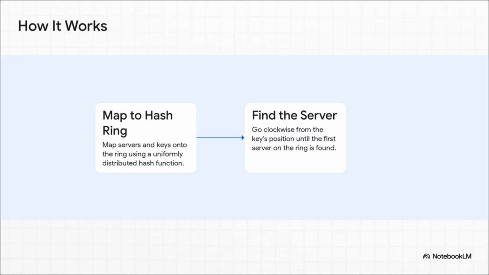The way this works is really cool. I want you to imagine a circle, or maybe a clock face. This circle represents every possible hash value. Now, using a hash function, we place both our servers and our data keys at different points on this circle. To find out where a piece of data belongs, you find its spot on the circle, and you just start walking clockwise. The very first server you run into, that's its home.